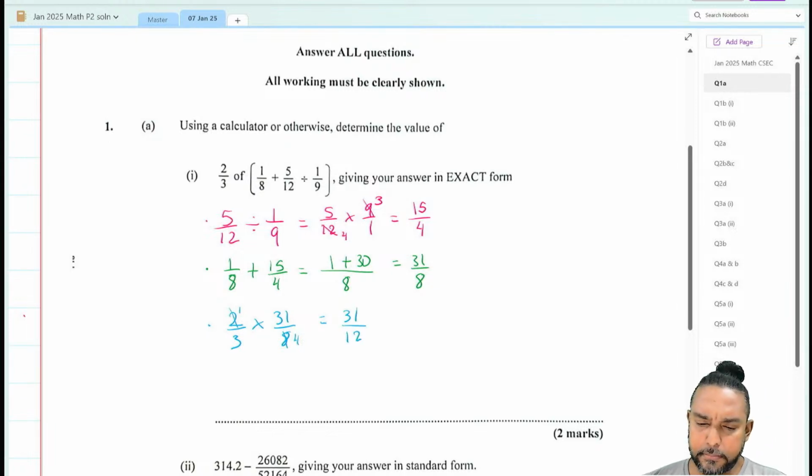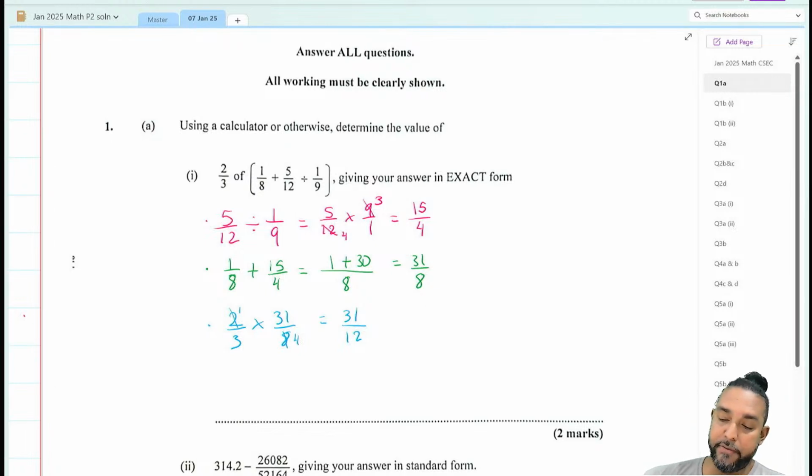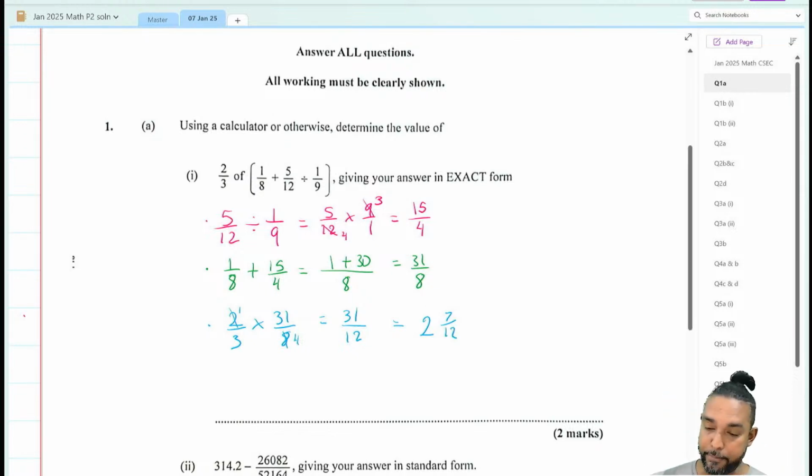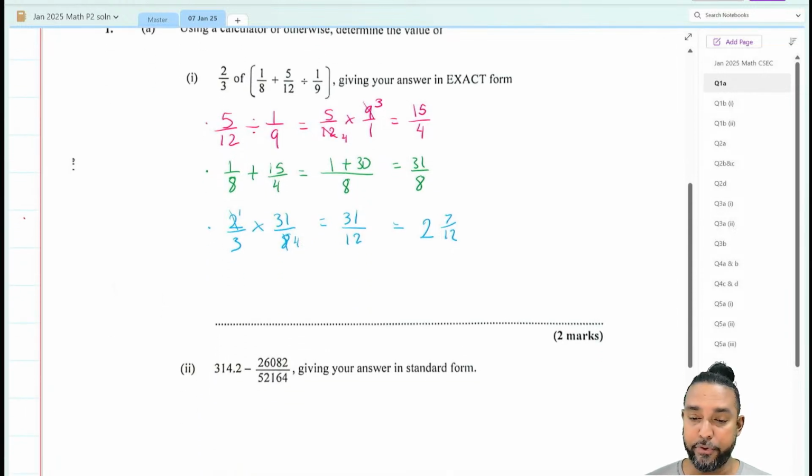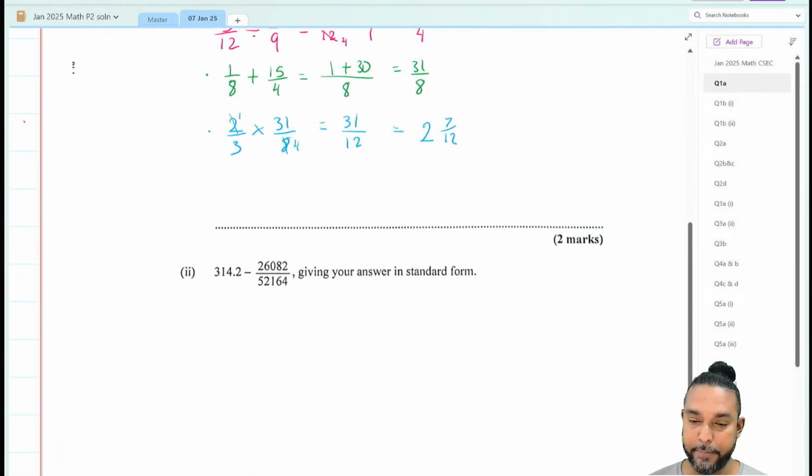So let's just double check. 5/12 divided by 1/9. You flip 1/9 to make it 9. 3 into 9 goes 3 times. That's 4. 5 by 3 is 15 over 4. 1/8 plus that, so that's 30 over 8 plus 1 over 8 is 31 over 8, and 2/3 of that, you get 31 over 12. So that's the exact form. If you want, you could put it as 2 and 7/12. Again, up to you how you choose to present it, whether improper or mixed number. They both mean the same thing. You get the same marks either way.